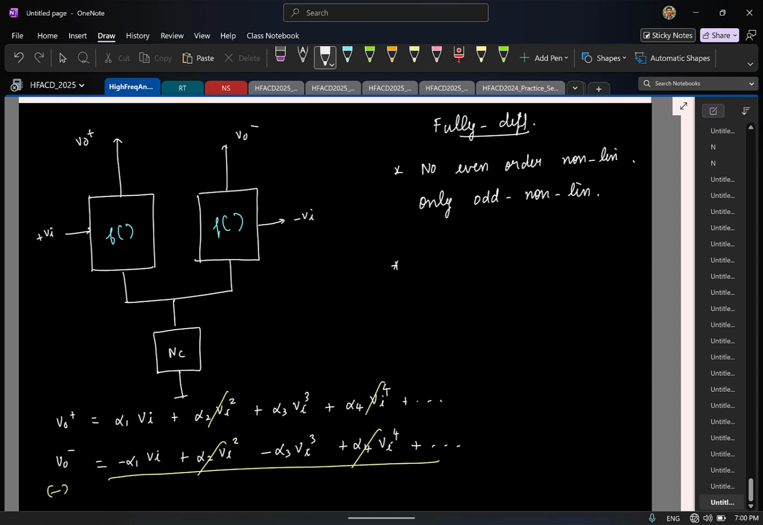Is that fine? So if I feed in a sinusoid at a frequency f0 in a fully differential system, the output will contain what all sinusoidal frequencies? Yes, I'll have the fundamental and 3f0, 5f0 and so on. Again, you will have only odd order nonlinearities, so only odd harmonics will be present in the output.